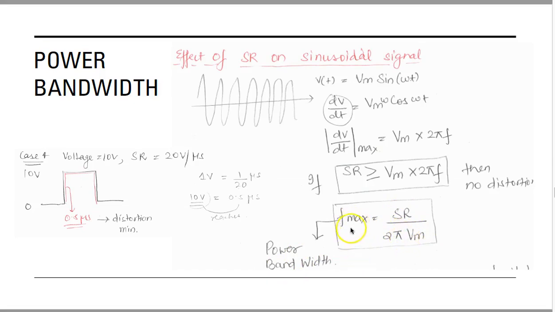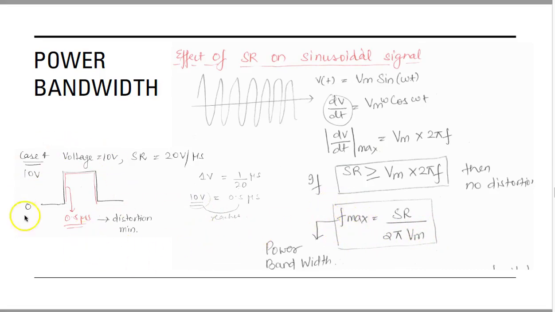Okay, so this f max can increase by using an op amp with a higher slew rate, because they have a proportionate relationship. So if the slew rate increases, then your f max value will also increase. Or by accepting an output waveform with a lower peak value, because they have an inverse relationship. So if the peak value of the voltage is lower, then this f max will be higher.